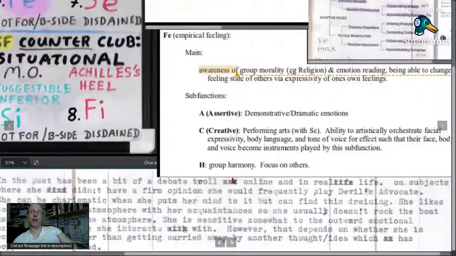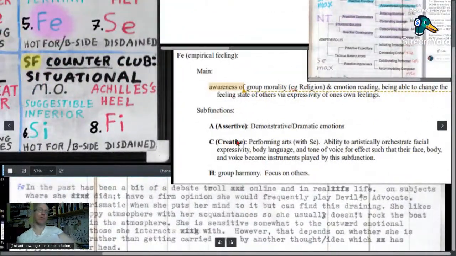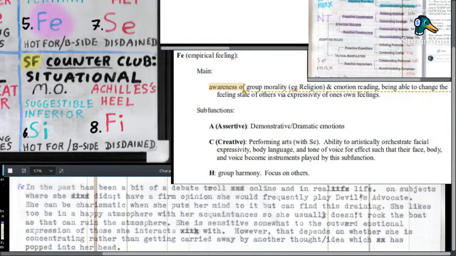So we've got Wilma on here. Let's see what we have for Wilma and what's specific to her and what's true of most ENTPs. In the past, she's been a bit of a debate troll online and in real life. There's a tendency for ENTPs on subjects where she didn't have a firm opinion to frequently play devil's advocate. She can be charismatic when she puts her mind to it, but can find this draining.